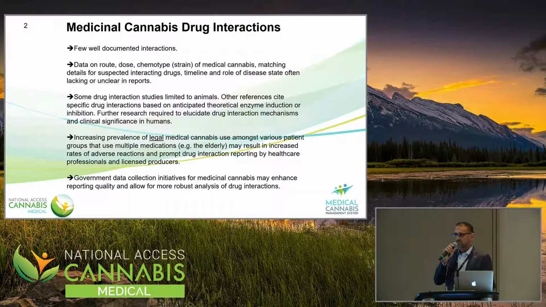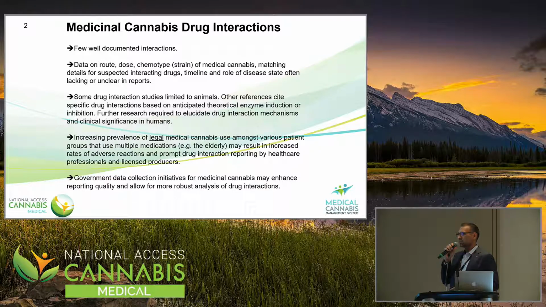Oftentimes, the way a drug interaction is identified is when somebody has an adverse reaction, and then people will go back and look at whether or not interacting drugs were perhaps responsible, pushing one drug's metabolism or inhibiting one drug's metabolism, resulting in high levels of that drug causing the adverse effect. And so, we may see that down the road as the prevalence of medical cannabis increases.